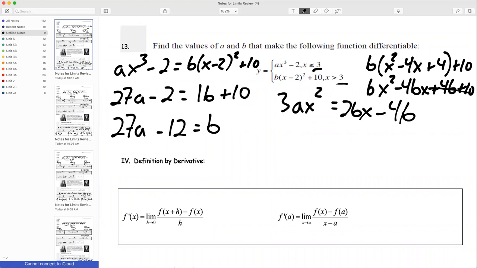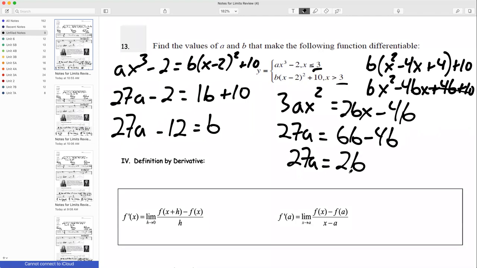So now I know what x is. x is 3. So when I plug in 3, I've got 9 times 3. So that gives me 27a equals 6b minus 4b. So 27a equals 2b.